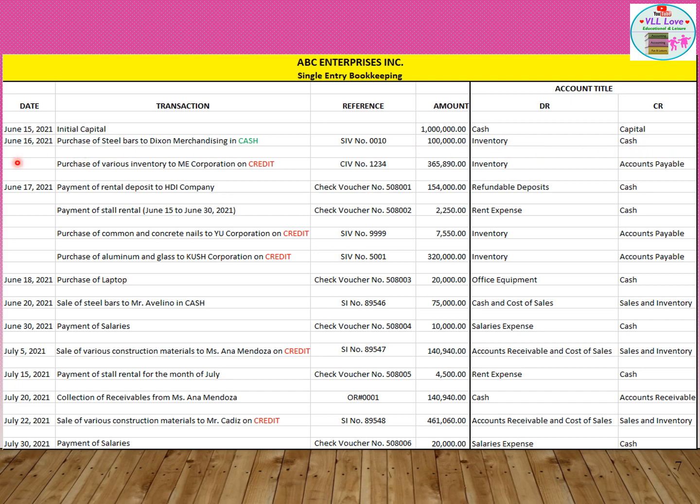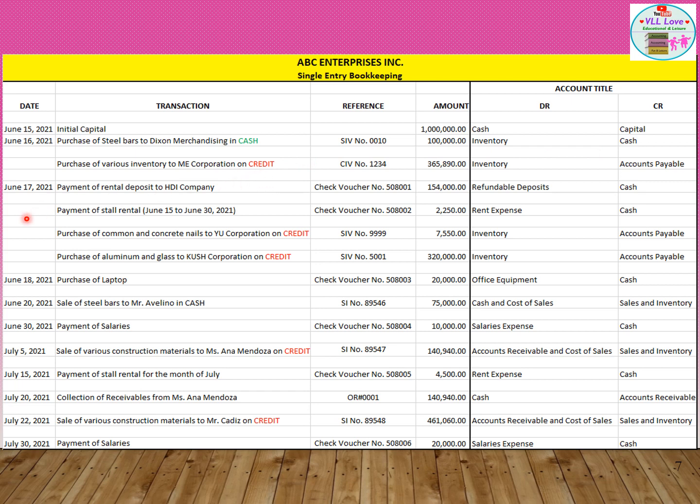On June 16, 2021, purchase of steel bars from Dixon Merchandising in cash in the amount of 100,000. So the accounts are inventory and cash. Next, purchase of various inventory from ME Corporation on credit in the amount of 365,890. So the accounts would be inventory and accounts payable because the purchase is on credit.